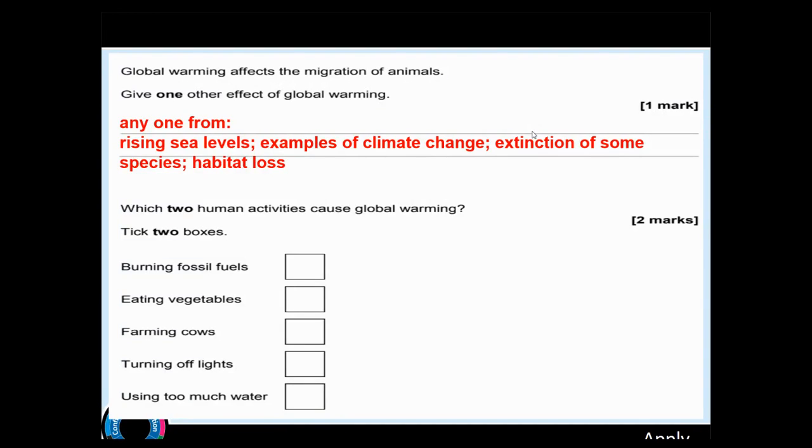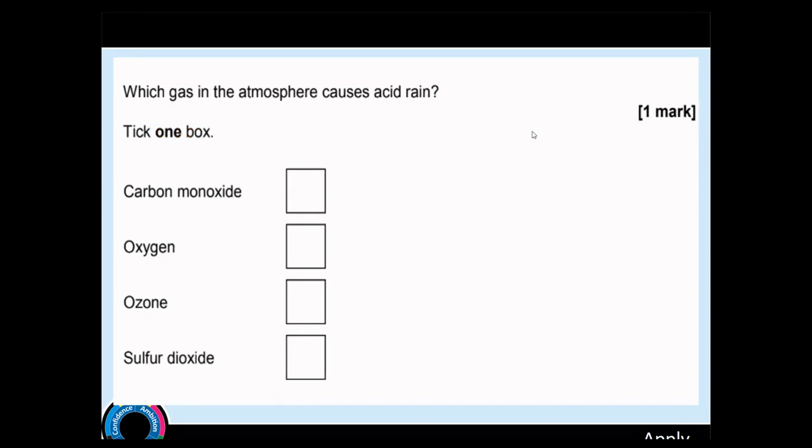Which 2 human activities affect or cause global warming? Of course, combustion of fossil fuels, that's burning fossil fuels, and of course, farming cows. Yeah, cows produce methane. Burning fossil fuels releases carbon dioxide into the atmosphere. Okay, we move on next.